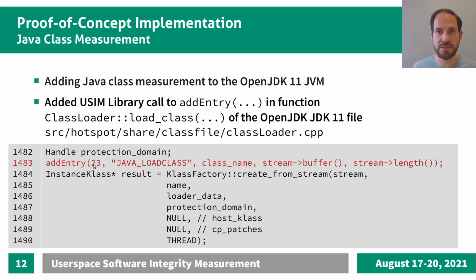The first argument is the PCR number of the TPM, in this case 23. The second argument is the producer name, in this case Java load class. Then we have a class name, which is part of the log entry. Then we have the binary buffer of the Java class and the length of that. The add entry function hashes that and calls the Usem service to extend it to the TPM.